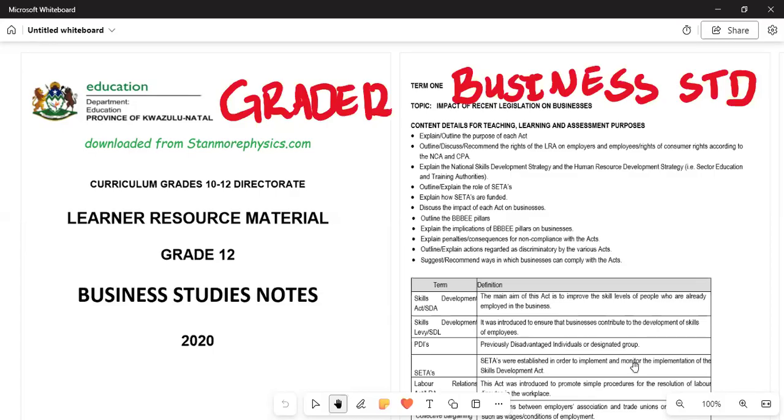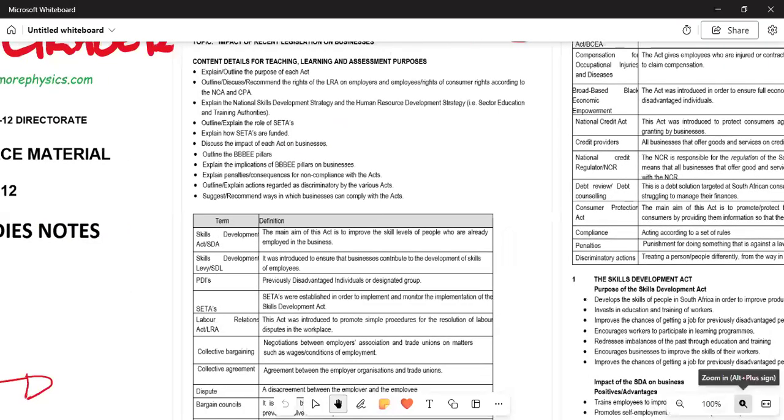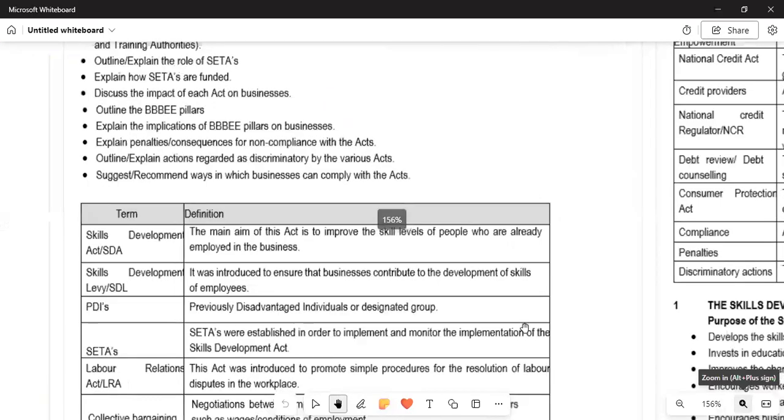I want to invite you into the world of Business Studies, Grade 12, where we are going to start with Topic 1, which is all about the EEA. It is very important to know why these acts were brought into account. They were brought in because there were previously disadvantaged people who were not accommodated.